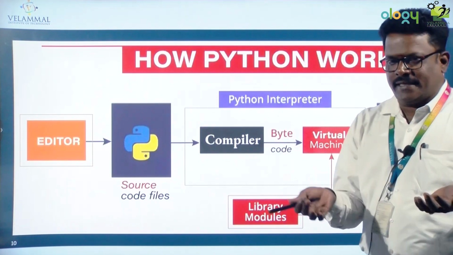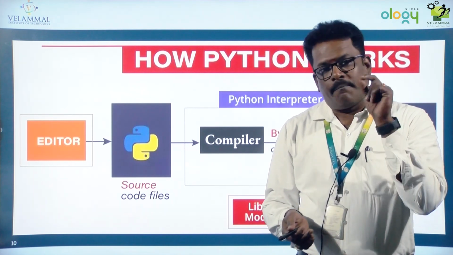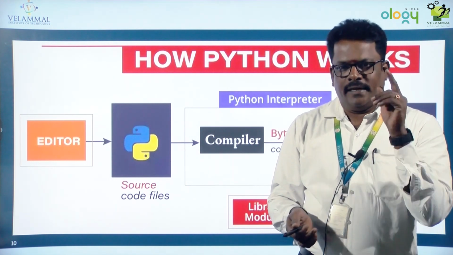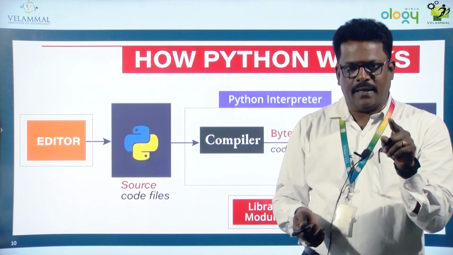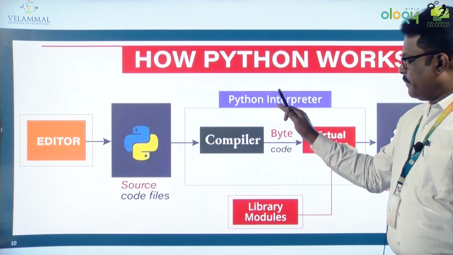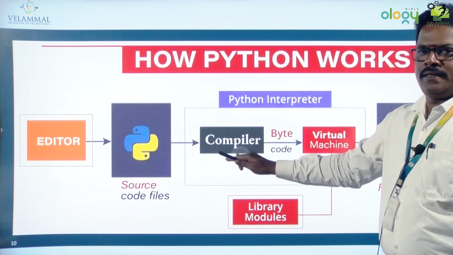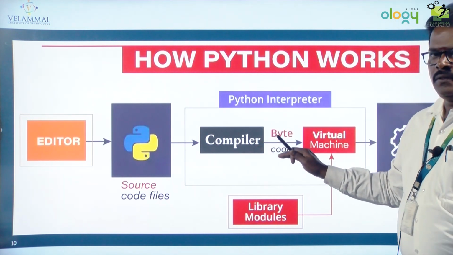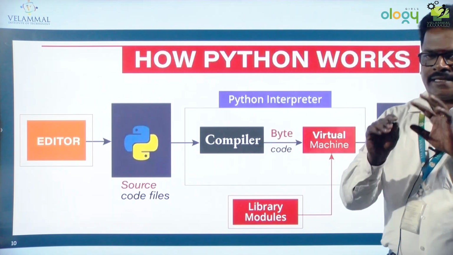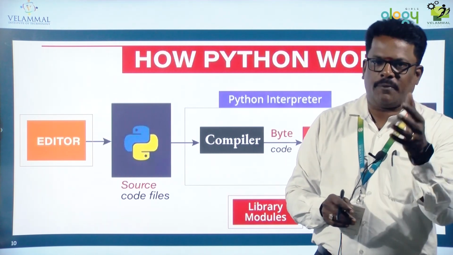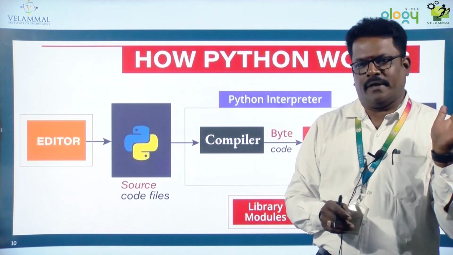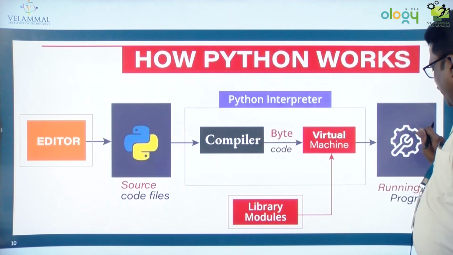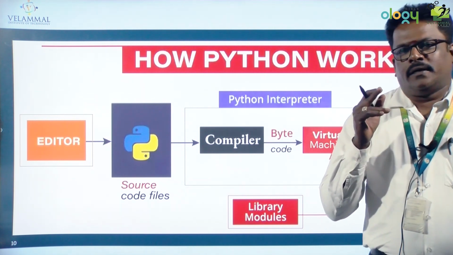Okay. Inside the interpreter in Python, compilation also will be done. We have seen that an interpreter will not compile, but in Python, the Python interpreter will compile the source code and then convert the code into bytecode. It will be given to the virtual machine. There is a program called the virtual machine. To that program, this bytecode will be given. This bytecode will be executed by the virtual machine and finally it is going to be executed.